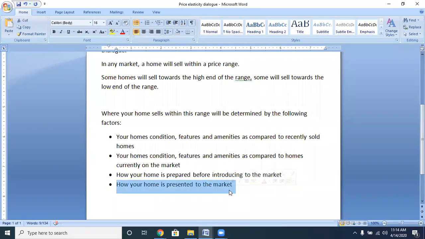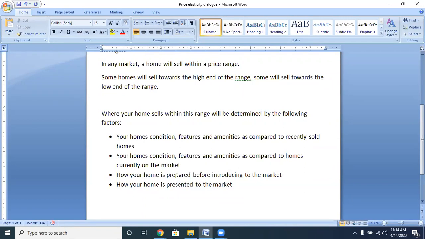Now, the thing that you as the agent can control is how the home is presented to the market, right? So we're going to come up with a plan, and we're going to tell them the things that should be done, or go through things that they can do to get the house ready for market. But that's mainly going to be the responsibility of the seller, because the seller is the one that's going to paint their house, or get the landscaping ready, or do some upgrades if they want the higher end of the market. What we control is how we present that prepared home to the market. So that's the marketing aspect of it.